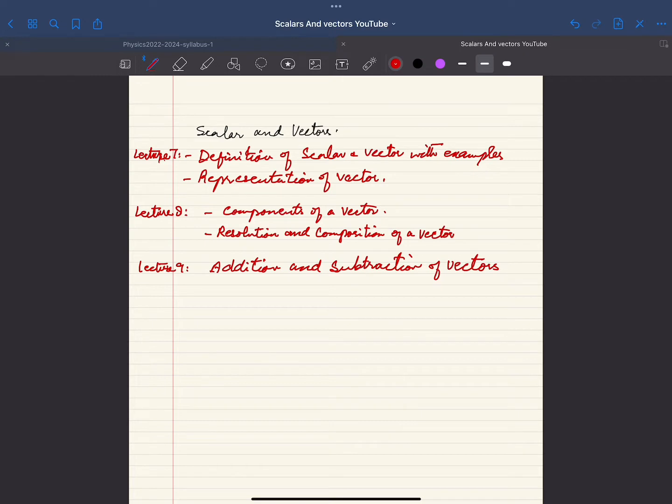Today we are going to discuss the last part, or last lecture, of scalars and vectors. If you go back to lecture 7, we discussed the definition of scalars and vectors with examples and the representation of vectors. Then in lecture 8 we completed components of a vector and resolution and composition of a vector. Now today we are going for the last part, as I said earlier, addition and subtraction of vectors.